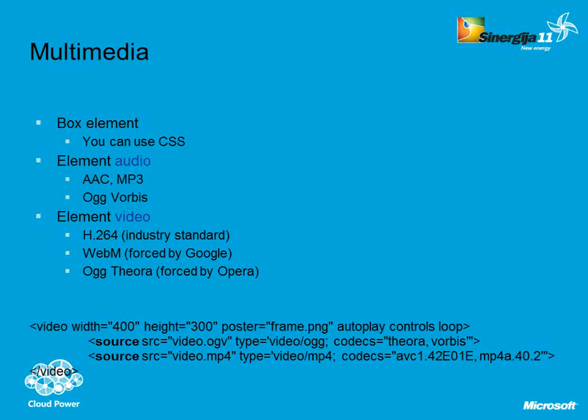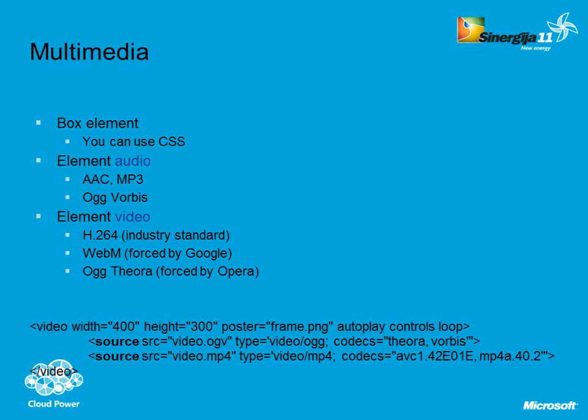So we have two new elements. The one is audio, and the second one is video. The audio element plays audio content, and video plays video. The video element and audio element are standard box elements, so you can style them using CSS. So, for example, you can turn the video 180 degrees, it's no problem. You will see it later.